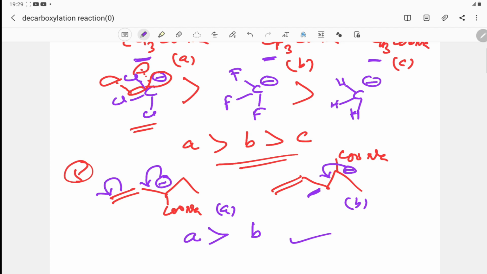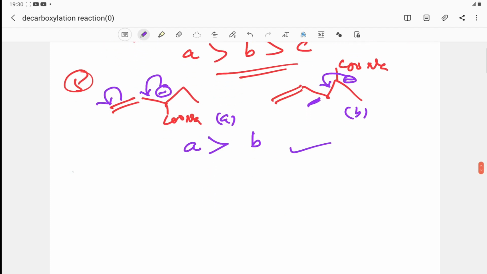Okay. This type of question will generally be asked in your competitive examinations. So you have to think which carbanion is more stable. If the carbanion is more stable, the parent acid's salt will be easily decarboxylated by the soda lime test. So you have to think about the stability of the carbanion.